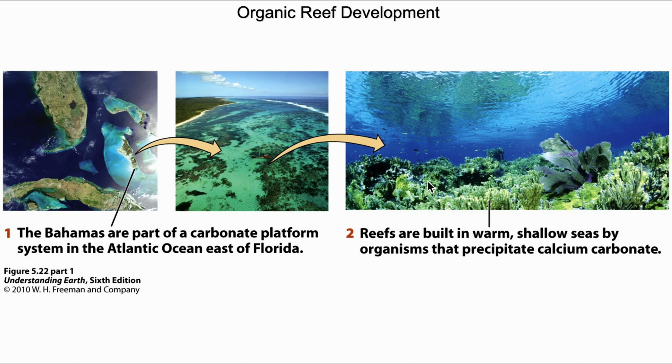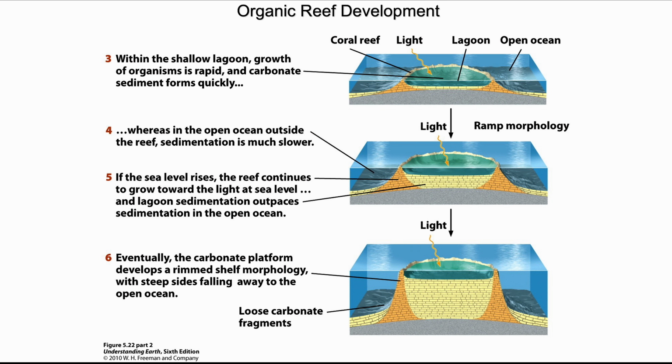Zooming in, we can see that reefs are generally built in warm, shallow seas by organisms that precipitate calcium carbonate. Reefs do occur in lakes. They also occur in cold marine water, such as that off of southern Australia, but that's relatively rare compared to these warm, shallow water carbonates.